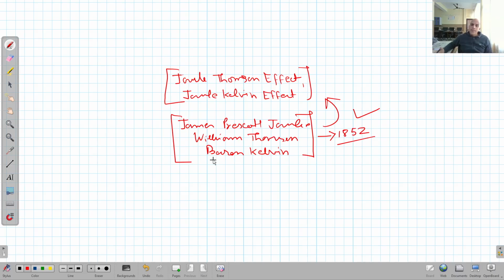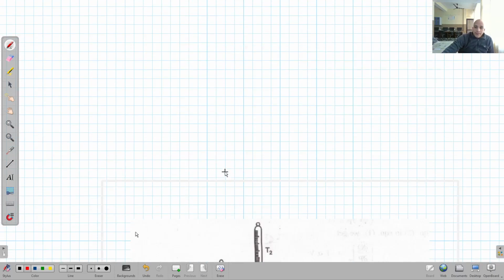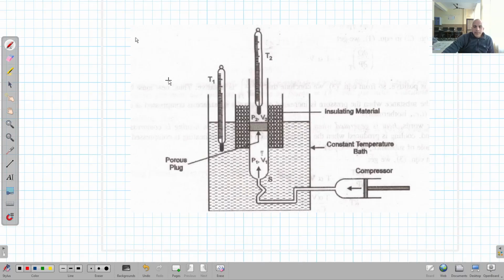First of all, we will understand the experimental setup used by Joule, Thomson and Kelvin for giving this result, right? For it, I am taking this experimental setup. There are various experimental setups which can be used, but I have preferred this one because it is very easy to understand and it is also given in your textbooks, right? So you can see here different parts of this experiment. First of all, look at this.